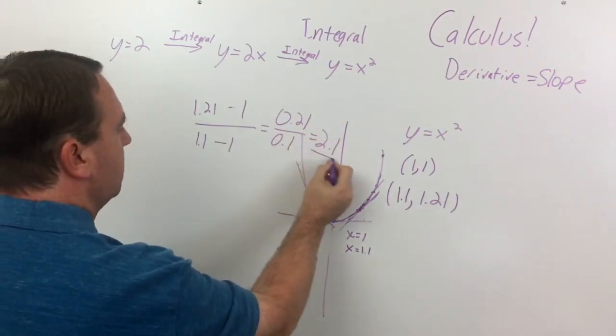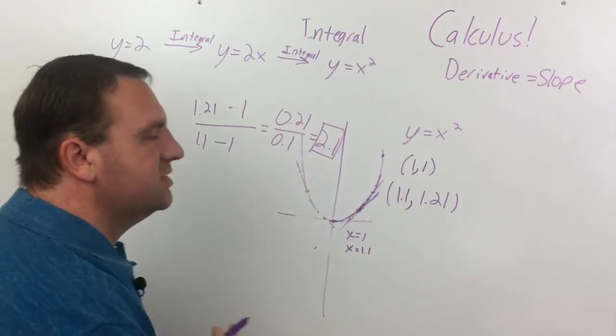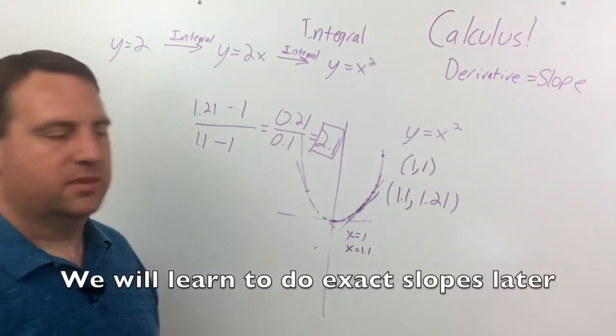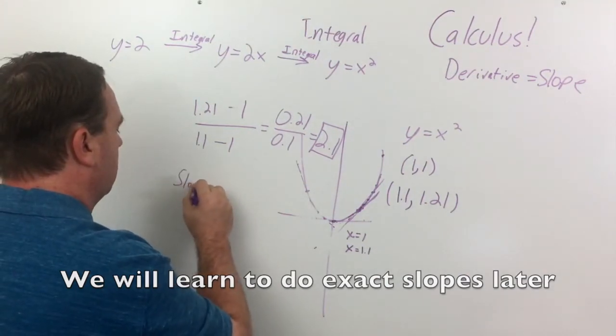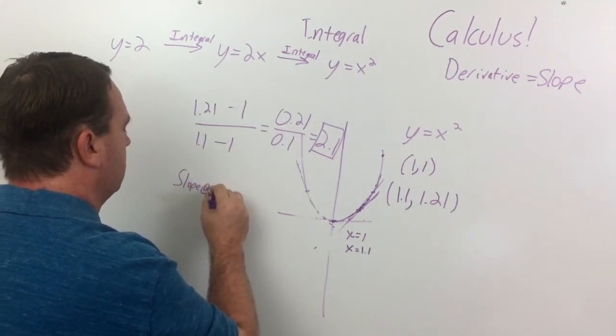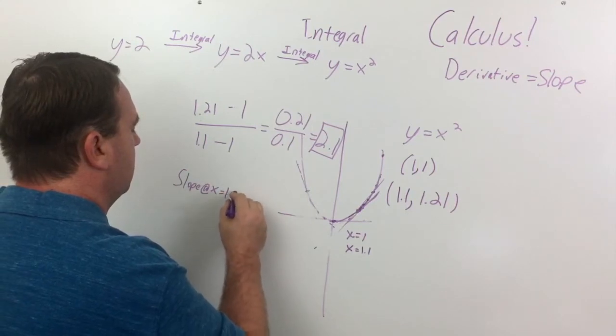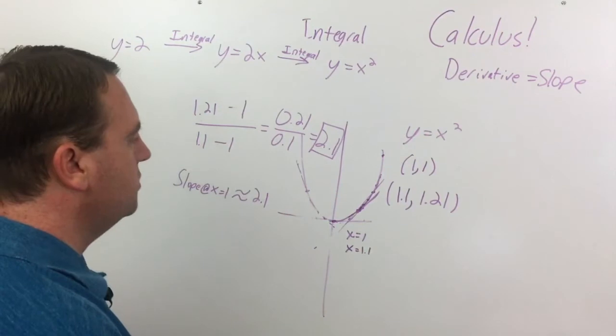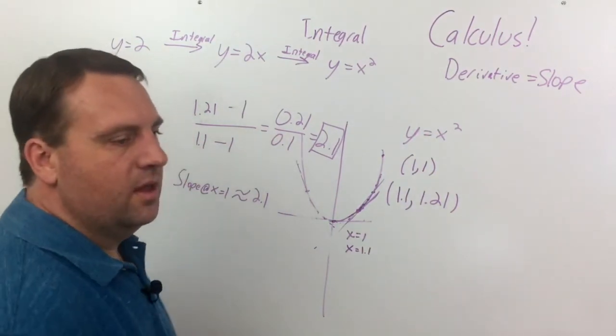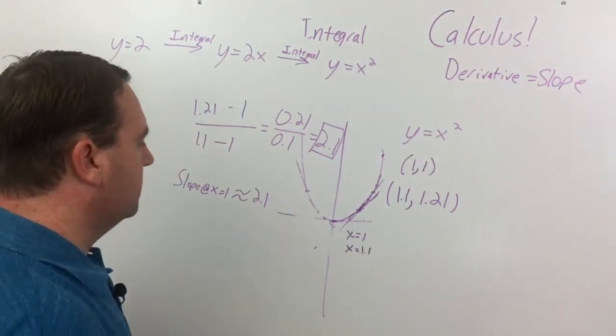Now remember, this is not the exact slope, this is an estimate of the slope. Okay? So the slope at x equals 1 is approximately 2.1. So let's do another value. Let's do x equals 0.